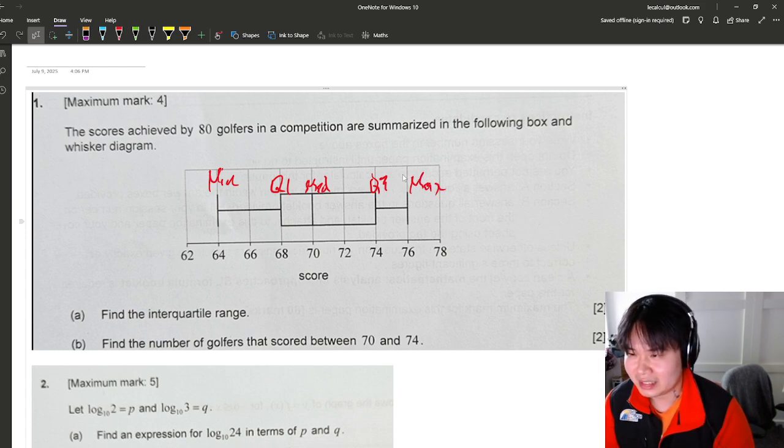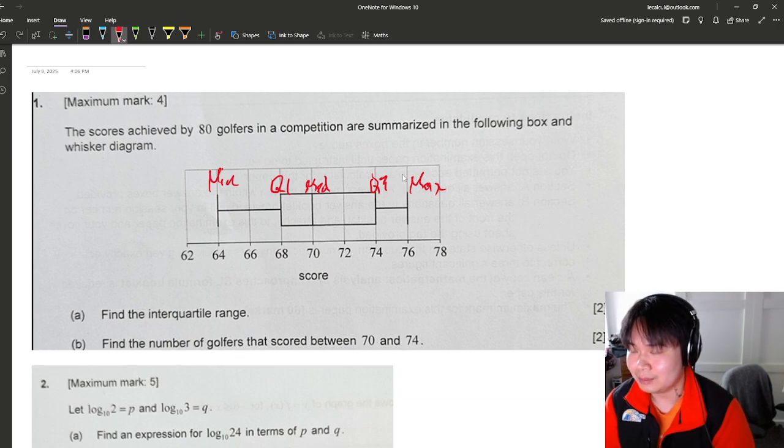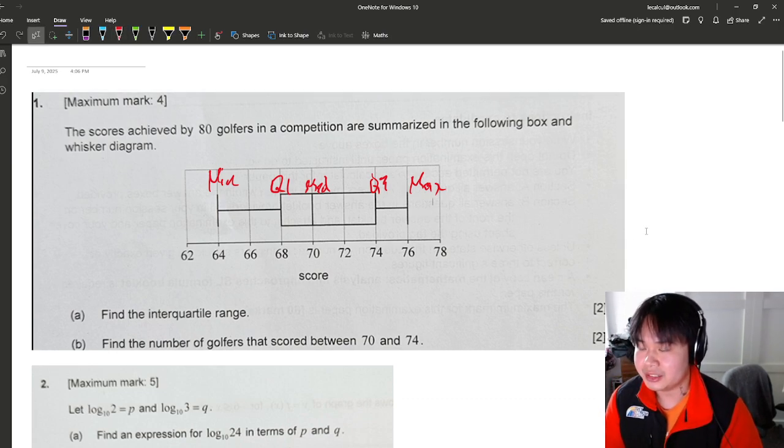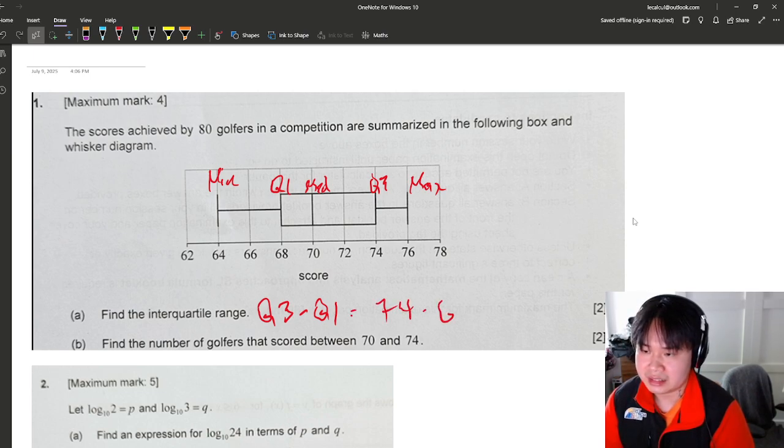My hand is not well right now, so my writing's gonna be shaky because I just worked out. Anyways, okay, the interquartile range is simple. This is Q3 minus Q1. So in this case, that's 74 minus 68, which is 6.